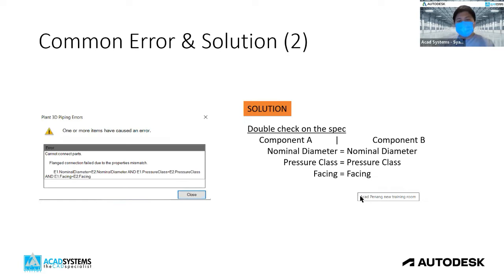The second common error is where you will see this problem: E1 nominal diameter equal to E2 nominal diameter, and E1 pressure class equal to E2 pressure class, and also the facing. Basically this problem needs to be solved in your spec. You need to make sure that component A and component B are the same. If not, you cannot connect these two items. Let's check on the software.